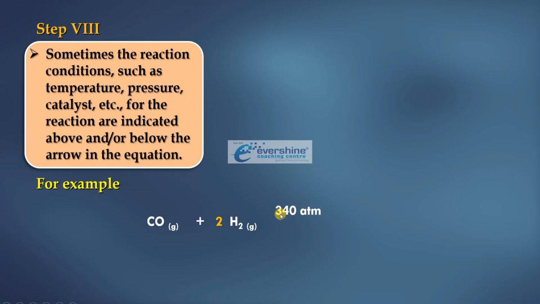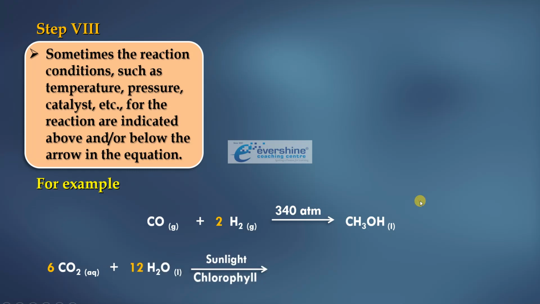For example, like 340 atmospheric pressure: if you are maintaining this pressure and doing this reaction, then whatever conditions you have to maintain, you have to write above or below the arrow, if you want to show any specific conditions. Now as we can see here, CO plus H2 gives CH3OH. To balance this we have written 2 here. Are you getting, children? Again you can see, it's a balanced chemical reaction.